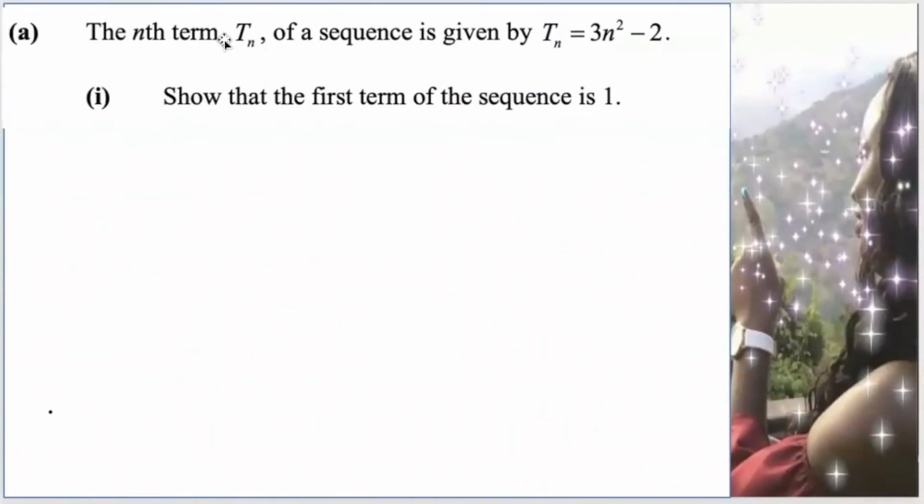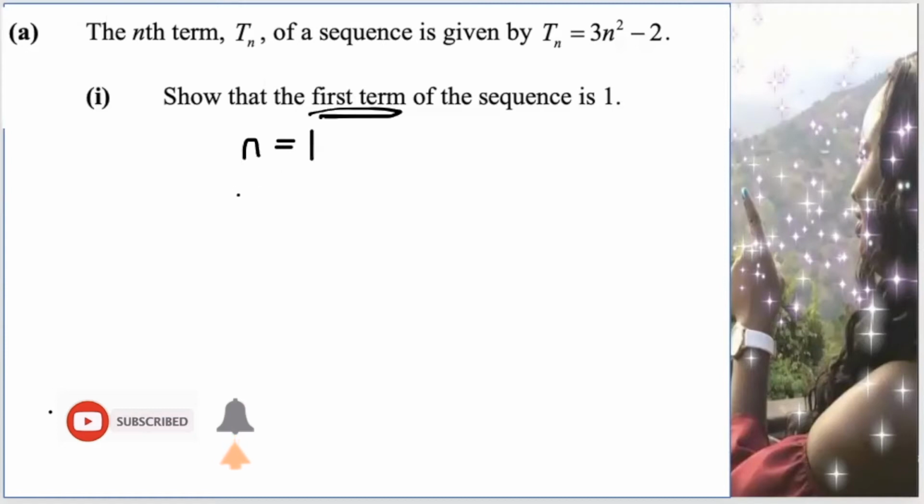Let's get started. Part A states the nth term Tn of a sequence is given by Tn equals 3n squared minus 2. Show that the first term of the sequence is 1. Now, when you hear first term, that tells us that n is equal to 1. If I said the second term, then n is 2. If I said the third term, then n is 3.